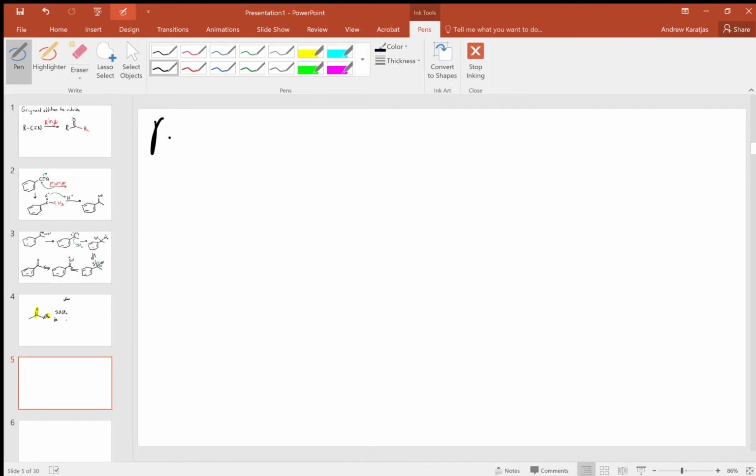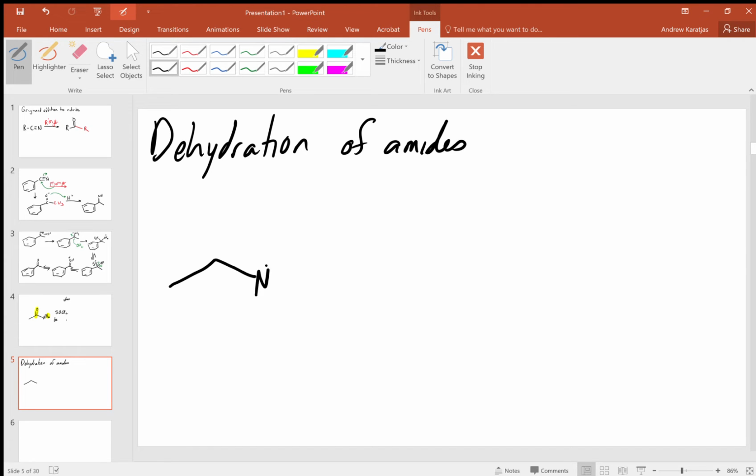So here we look at another way of making nitriles. This method is through a dehydration reaction, and specifically a dehydration of an amide. Now, in this reaction, we start with an amide, and specifically one with an NH2 group on it.